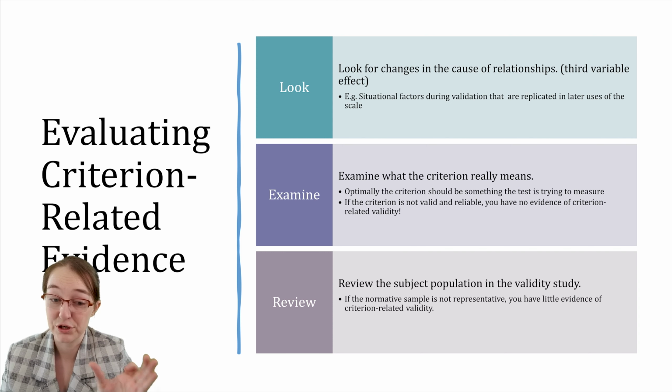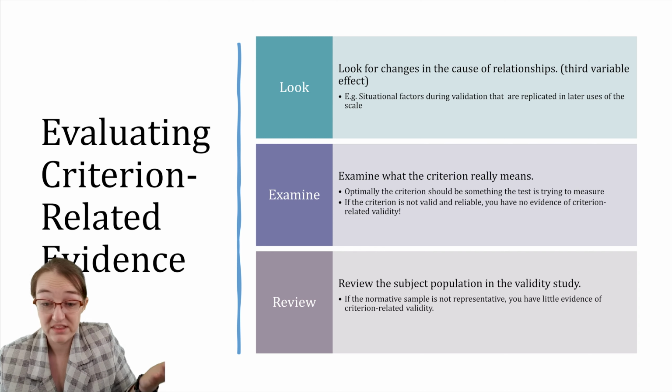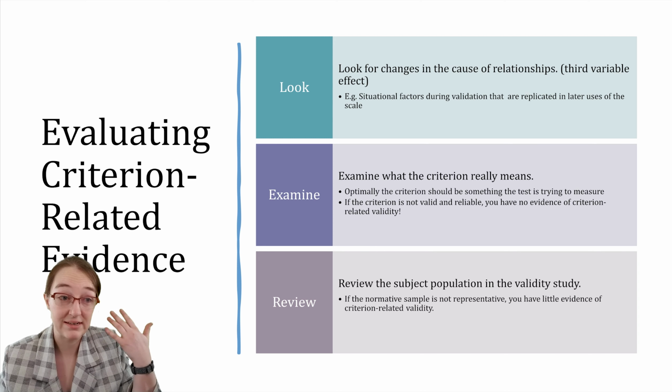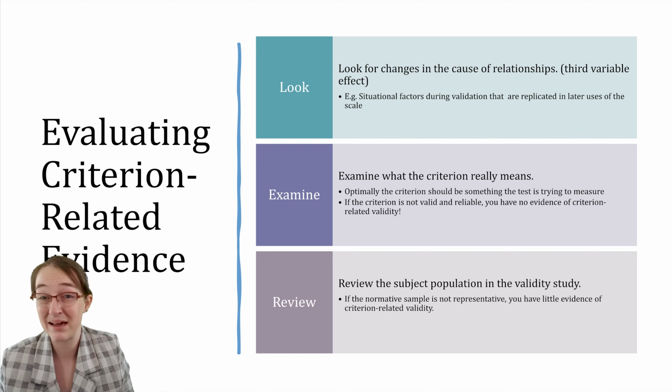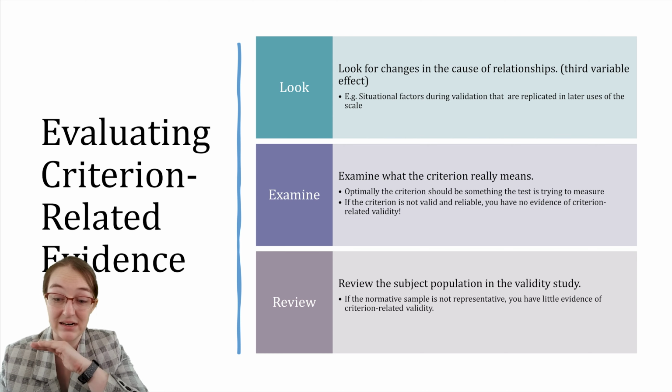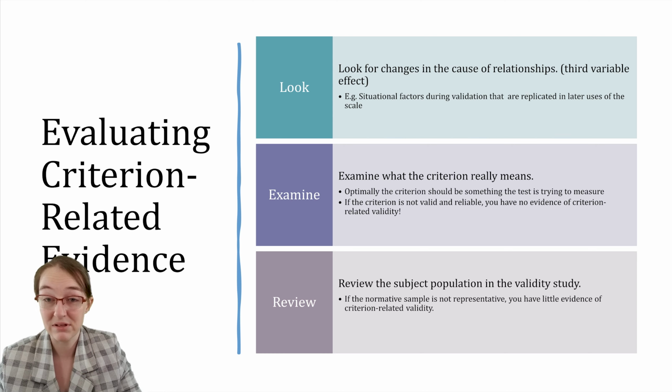If the criterion is not valid and reliable, you have no evidence of the criterion being related. So if it is not a good measure to begin with, it doesn't matter if it's correlated. It doesn't matter if your criterion is invalid, unreliable, you're done. Start over, pick a new measure, or take a little break, think critically, and then pick a new measure of your criterion. Okay, lastly, you're going to want to review the subject population in the validity study.